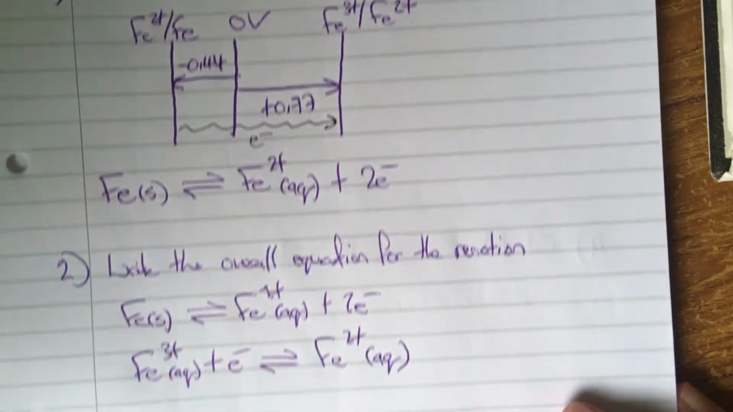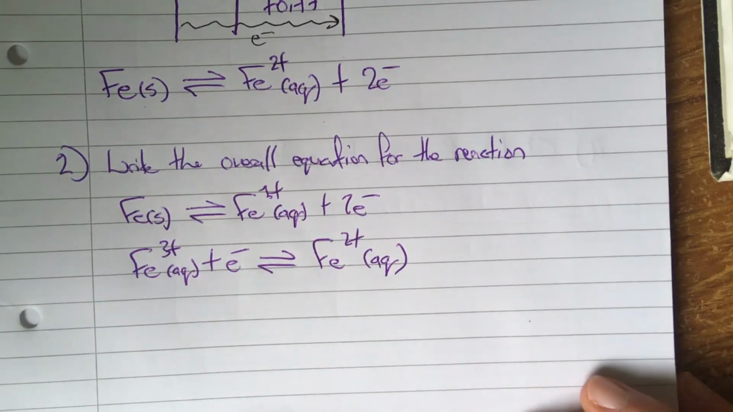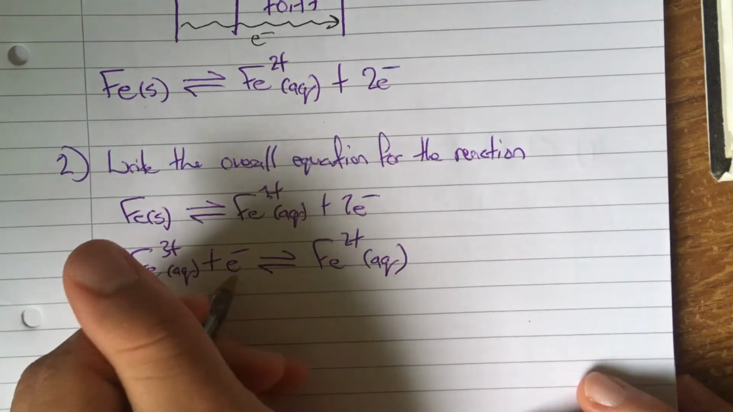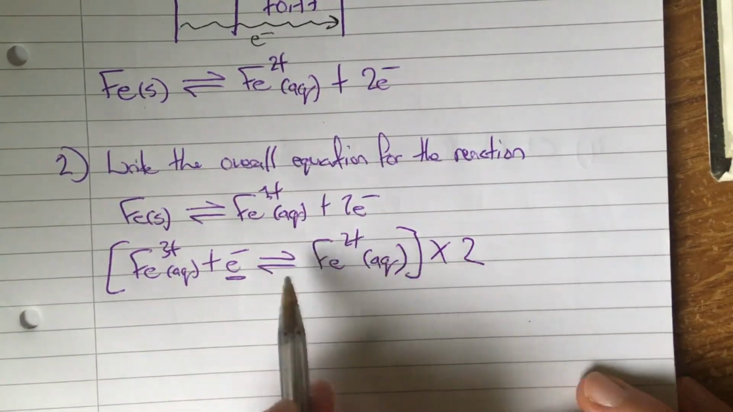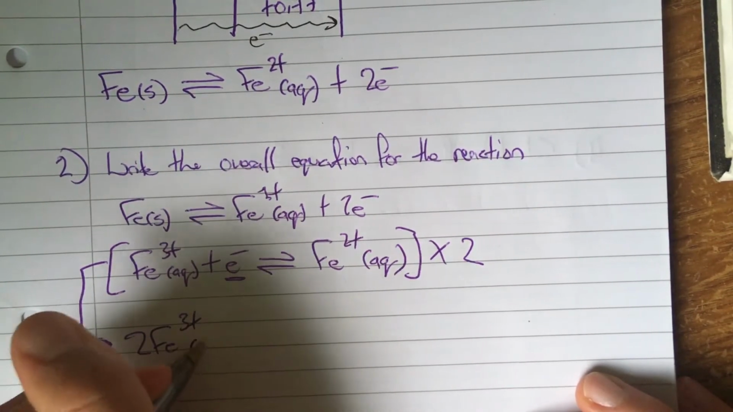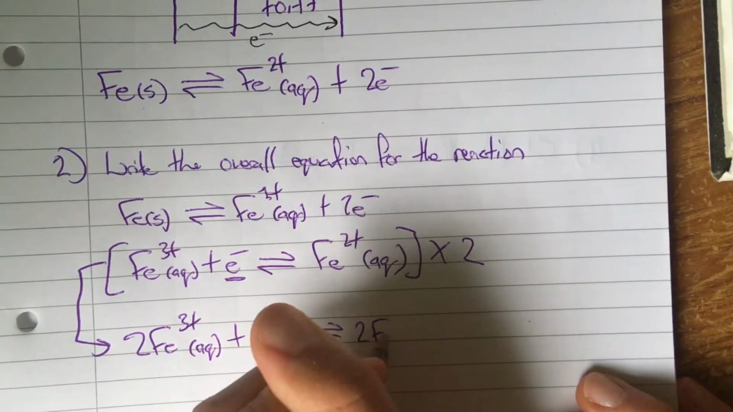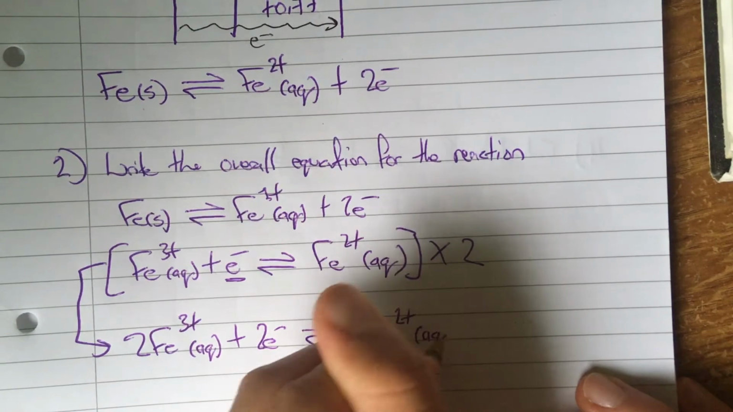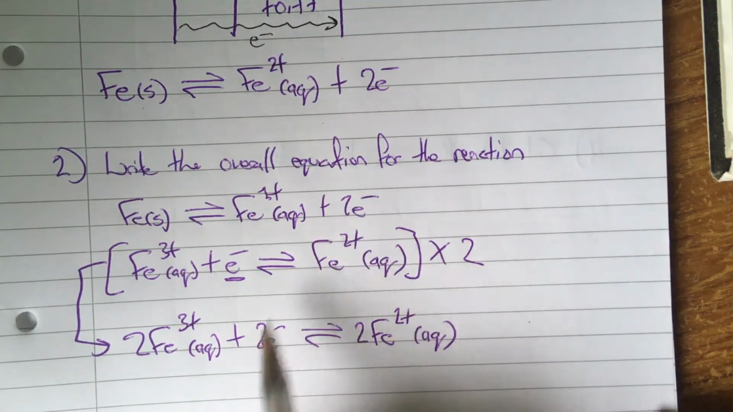Great. Now to write the overall equation, I need to have the same number of electrons on both sides. On this side I've got 2 electrons, this side I've got 1 electron. So that's no good. I need to double this by 2 so that I've got 2 electrons involved here. So I'm going to have 2 Fe3+ aq plus 2 electrons gives me 2 Fe2+ aq. Great, so I've now got equal numbers of electrons on both sides in both half equations.